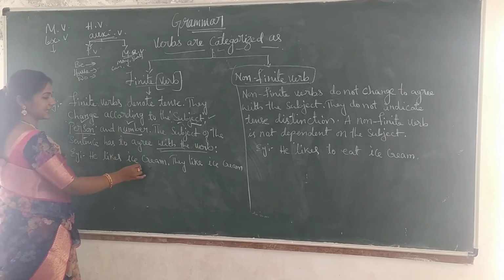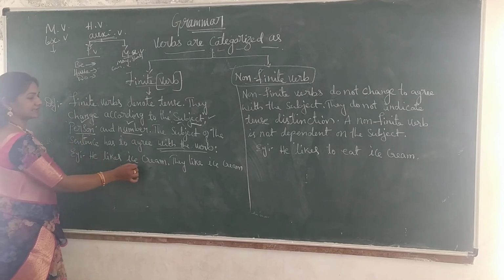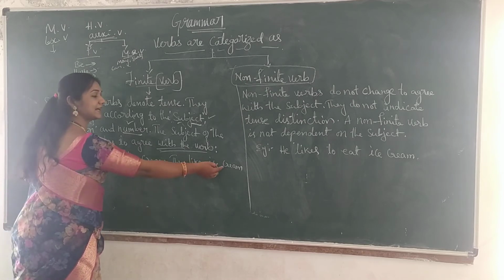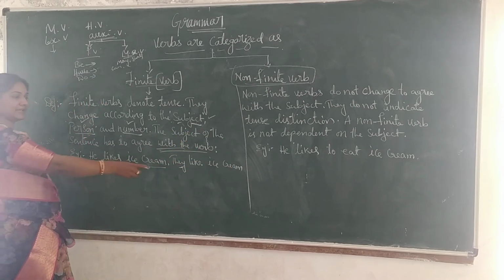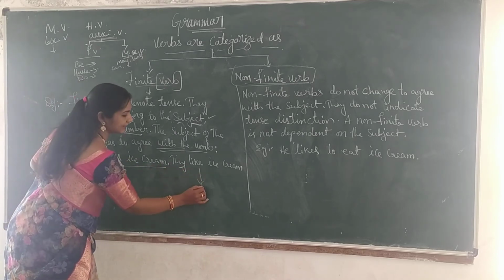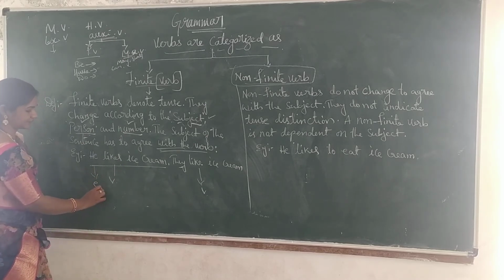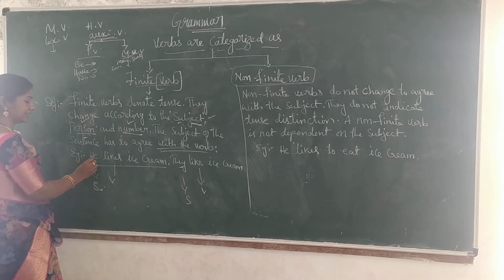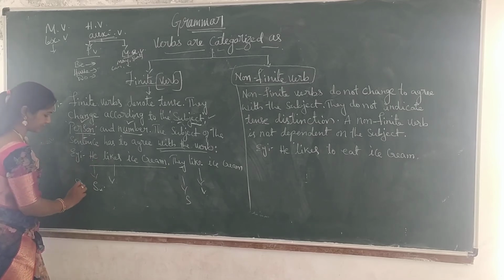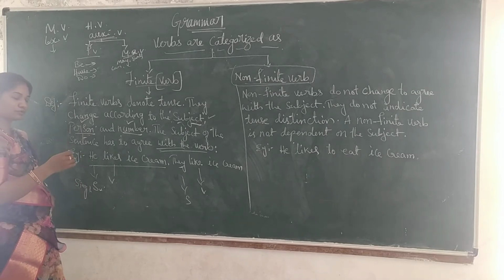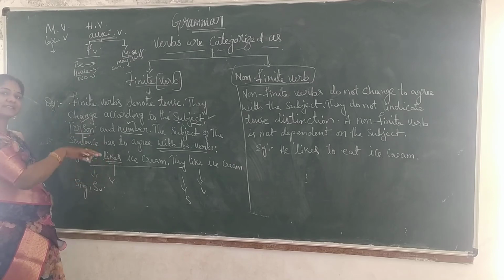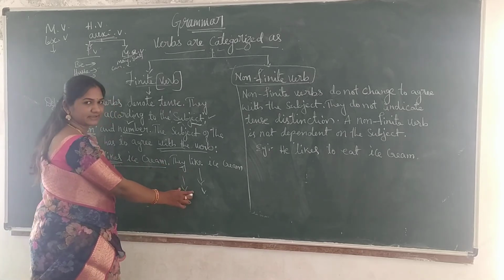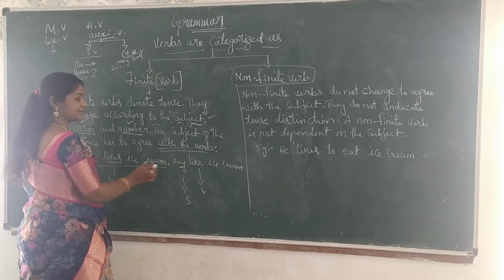He likes ice cream. Look here. They means what? Subject. Yes? So, here he is the subject. He means what? Singular subject. It is in the singular, so we use the verb as likes. In the same sentence with ice cream, if we keep they in the subject, then likes will become like.